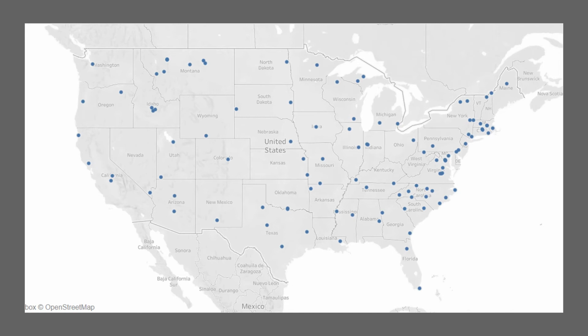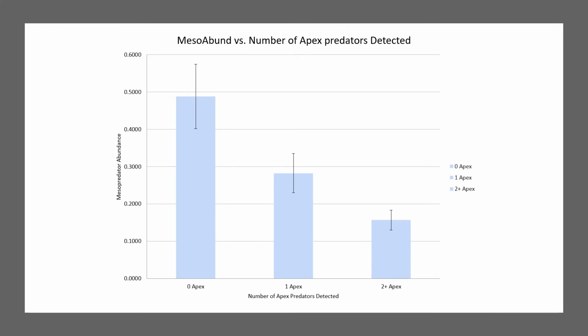Once sorted, apex predator presence and average mesopredator abundance were calculated for 3 categories: sites with 0 apex predators, sites with 1 apex predator, and sites with 2 or more apex predators. What we found is that when the species abundance of apex predators is compared to the general abundance of mesopredators, our hypothesis seems to be supported. As the number of apex predator species increases at a camera site, the amount of mesopredator sightings decreases.